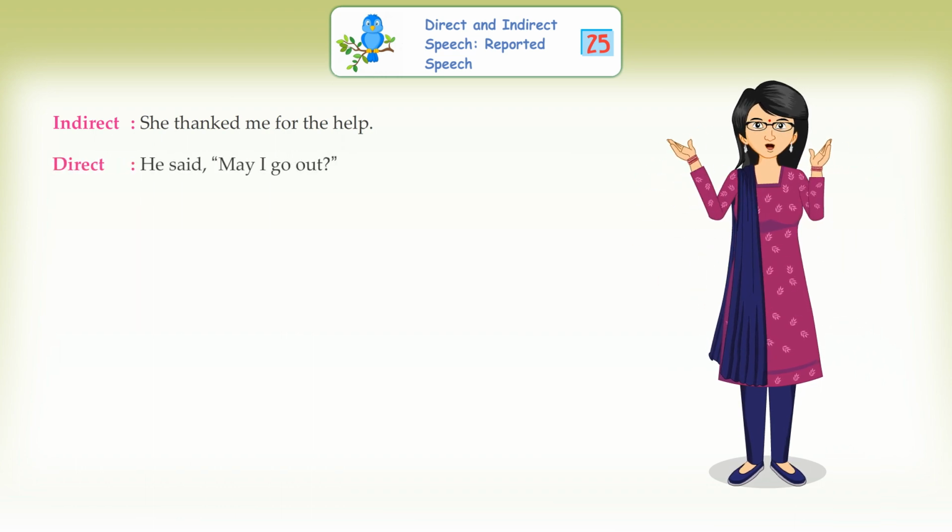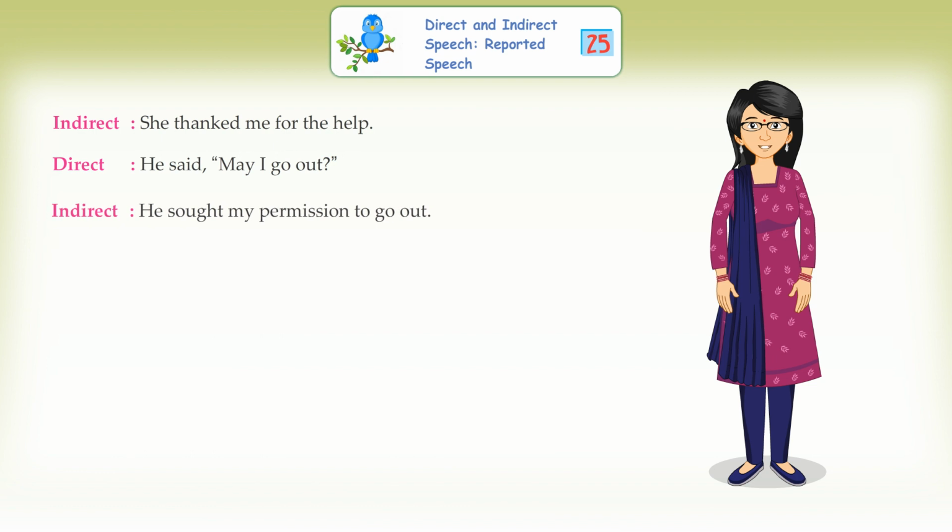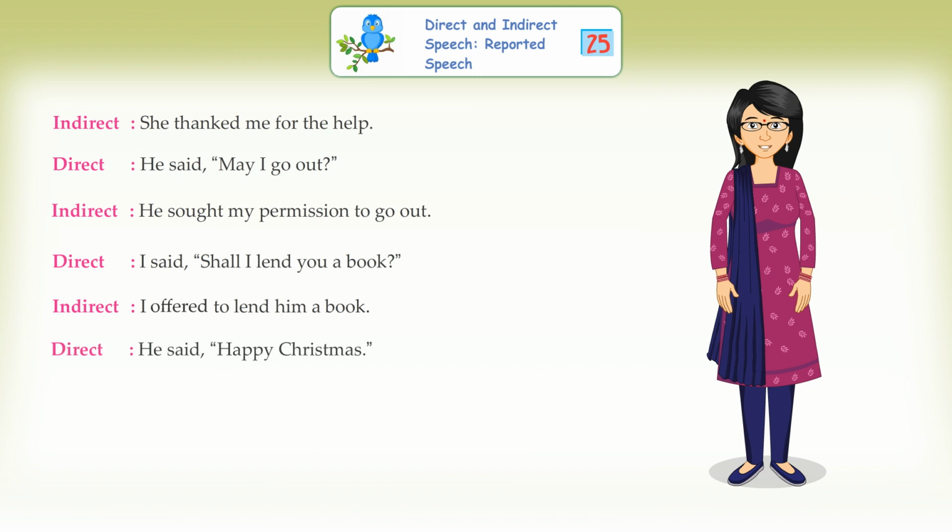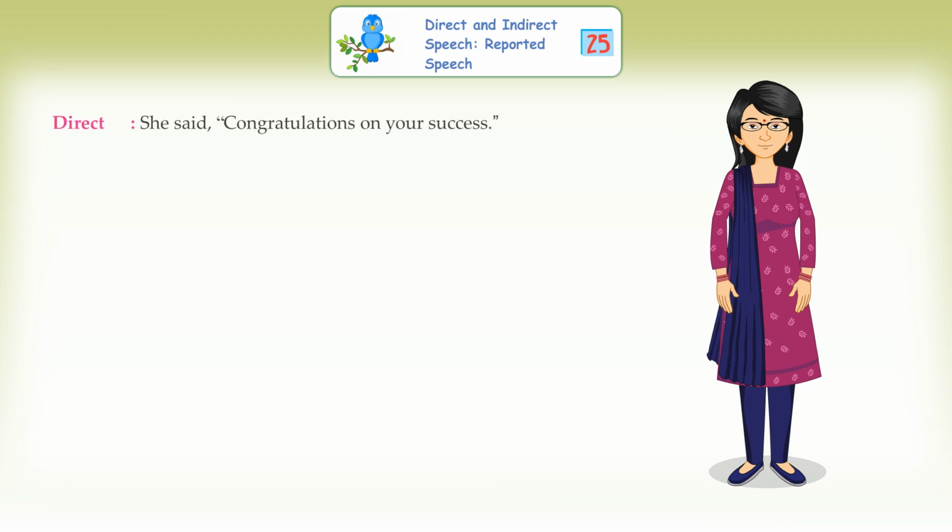Direct. He said, "May I go out?" Indirect. He sought my permission to go out. Direct. I said, "Shall I lend you a book?" Indirect. I offered to lend him a book. Direct. He said, "Happy Christmas." Indirect. He wished me a happy Christmas.